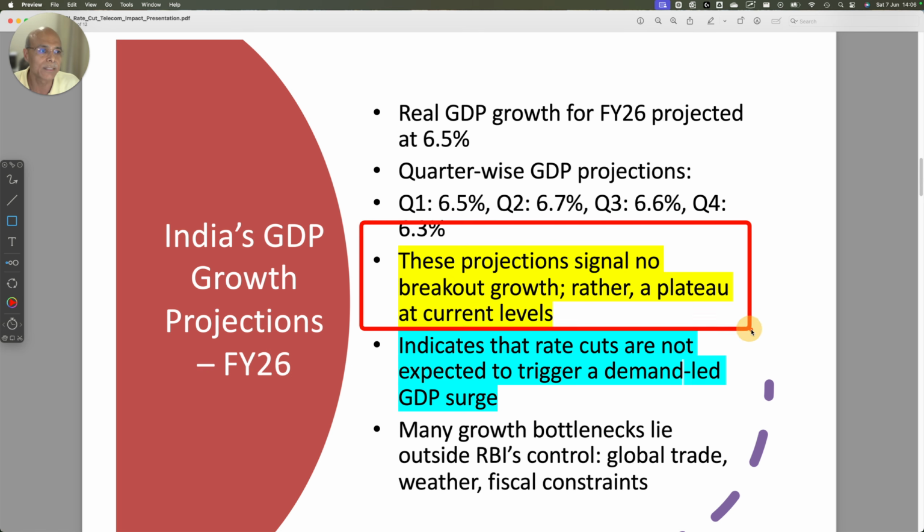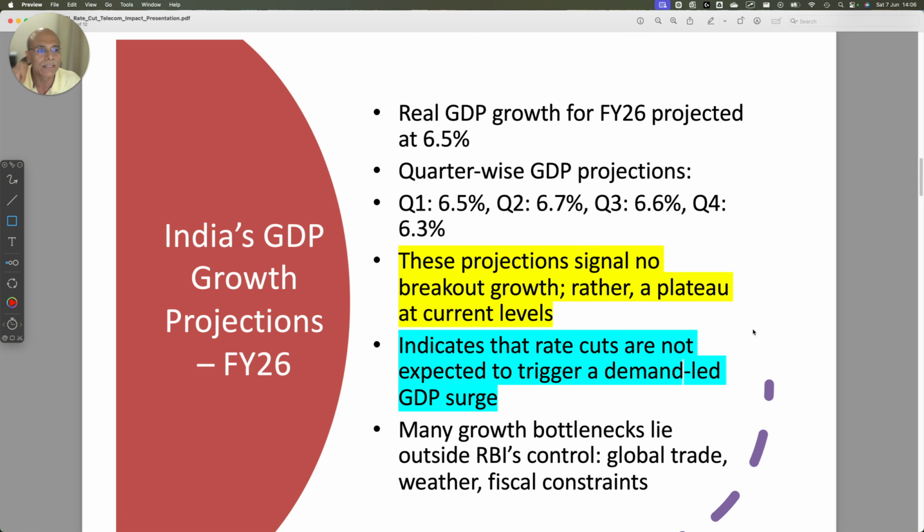So these projections signal no breakthrough growth, rather a plateau at the current level. So RBI may be driven towards cutting rate because they are getting a wrong symptom that GDP growth may go down further. It is not trying to drive GDP growth beyond the level of 6.5, which is a matter of concern. And that's why I don't think that there will be a significant gain, right?